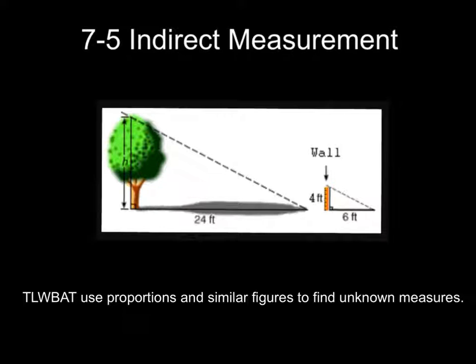Now, as the picture suggests, if we could measure the shadow of the tree, we could set a little wall right here. We could measure, it's only 4 feet, and 6 feet of its shadow. We could figure out how tall the tree is using math. We would not even have to get a ruler out. Nothing. We could use proportions or indirect measurement to figure out how tall that tree is. How cool is that? Let's get started.